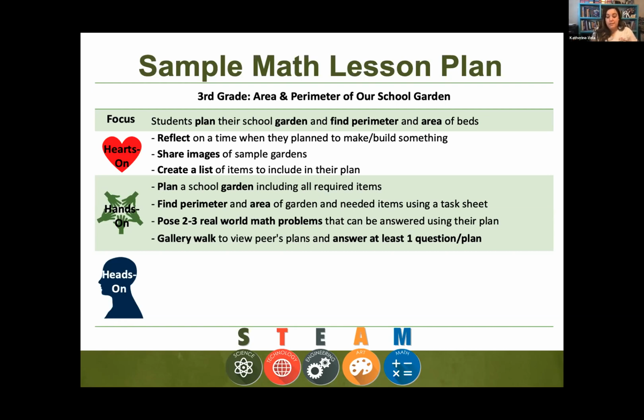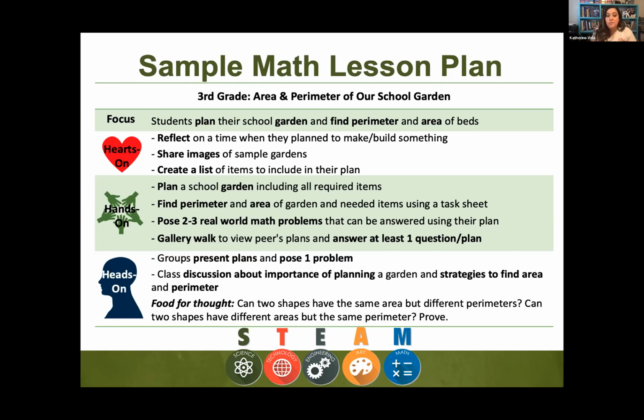Then we come back together as a whole class and do our heads on, where we're going to label that learning. We'll have each of the groups present their garden plan, and then pose one of the questions. Then they get to be like the teacher and walk around and watch their peers answer the question and help them make sure that they solved it correctly. Then they'll have a discussion about the importance of planning a garden and the strategies that they use to find the area and the perimeter, because there are lots of different ways that students could find them. Then the teacher would pose this question to them.